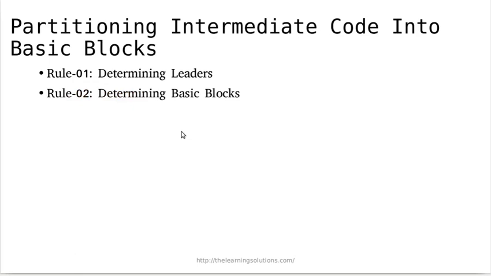Now we will see in what way we can partition the given intermediate code into basic blocks. One intermediate code, a 3 address code, will be given to you, and you have to partition that intermediate code or 3 address code into basic blocks. For that, just understand 2 rules. First one is determine the leaders, and second is determine the basic blocks. We'll see them one by one.